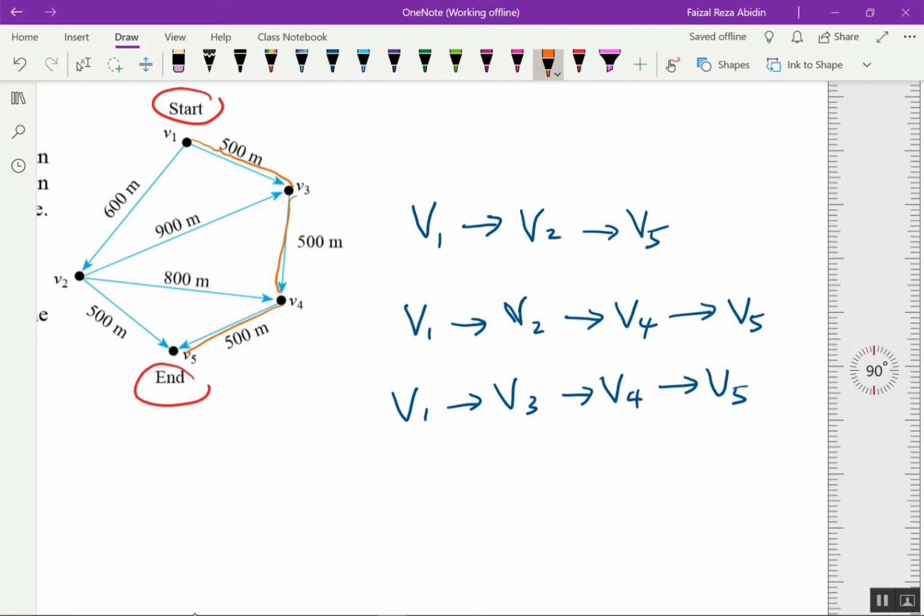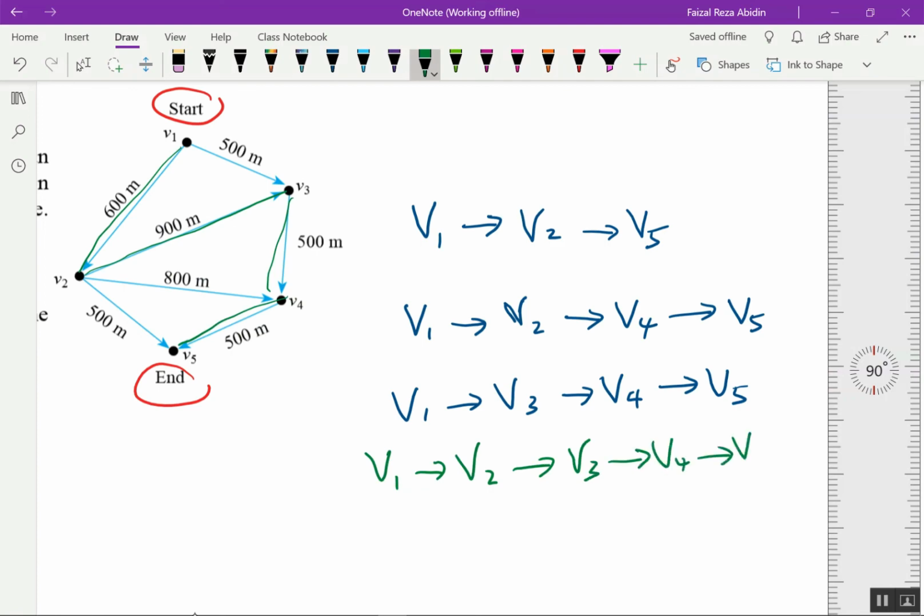Now, if you look closely, class, we have another route given there. What? V1 to V2, V2 to V3. If I go there, none, right? Here, this one: V1 to V2, V2 to V3, V3 to V4, V4 to V5. This one is the longest one, I think, because if you read the question, you know that, right?